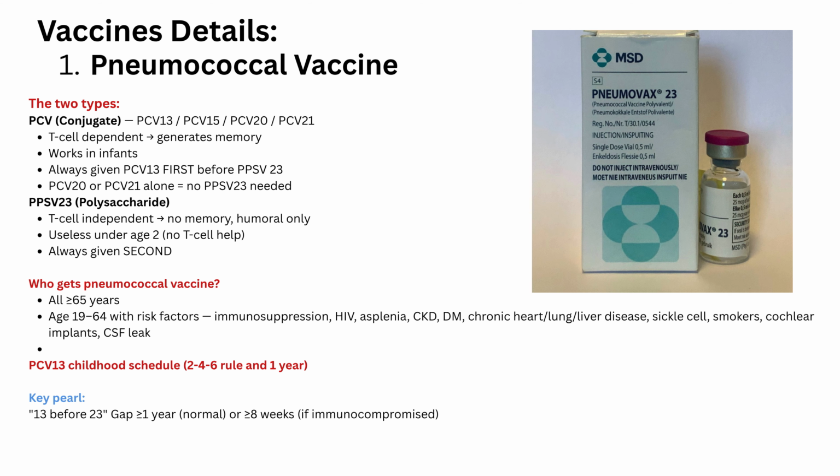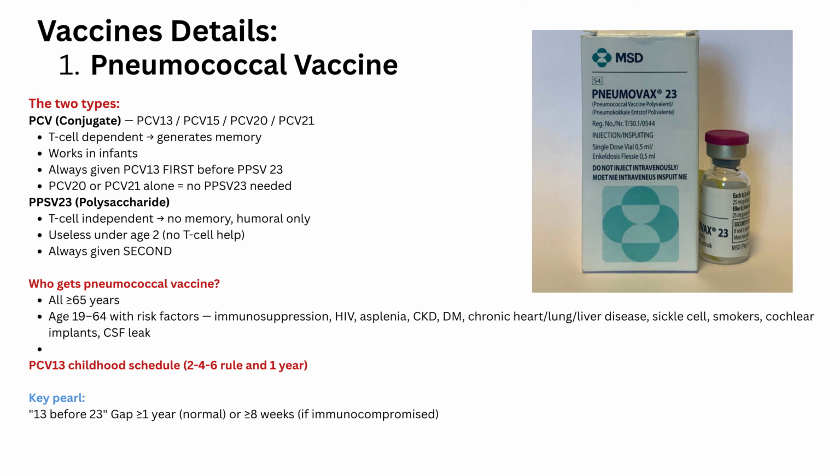Now the second type is PPSV23, the polysaccharide vaccine. This one is T-cell independent, meaning it does not create immune memory. It only gives a short-term antibody response. It also does not work in children under 2 years because there is no T-cell help. And whenever both vaccines are needed, PPSV23 is always given second.